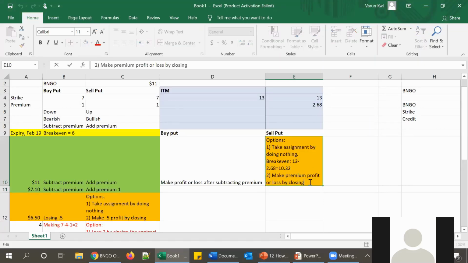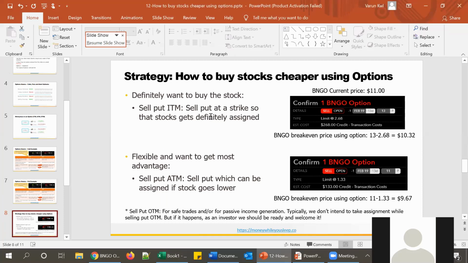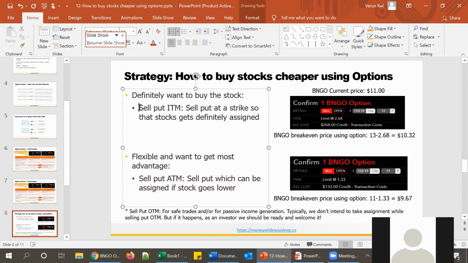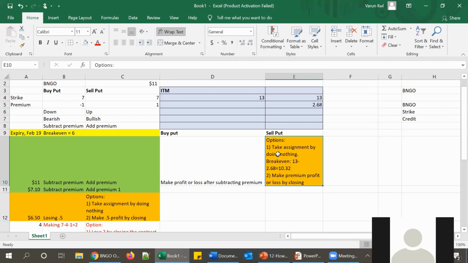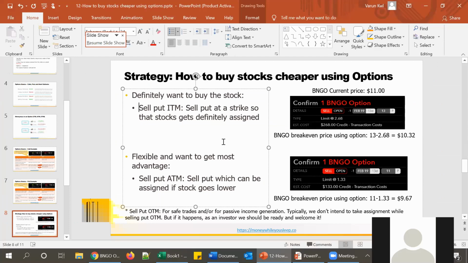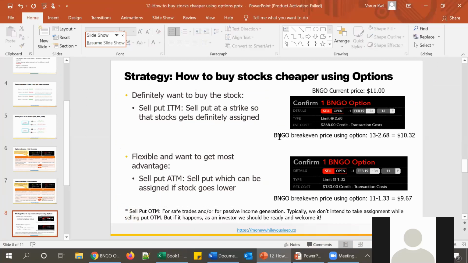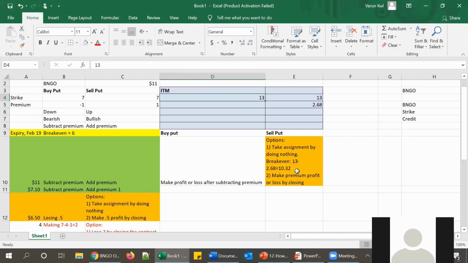So this may not be the right strategy to follow, right? You can obviously do it, but that is not the intention here. You would want to take assignment, and my focus in this class was about how to buy stocks. You have an intention to buy a stock, and how you can do that. So if you definitely want to get the assignment done, then you take a higher strike, and you can expect that this stock is going to be assigned to you for sure. So this is one way. Because this is also the same price, right? 10.32. Yep.